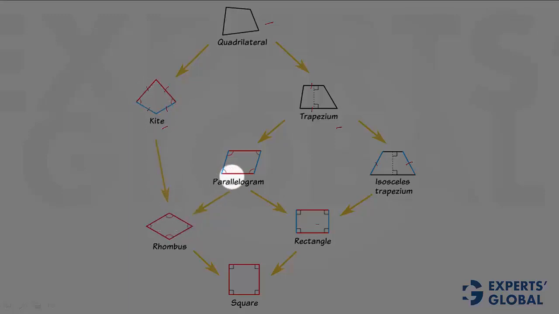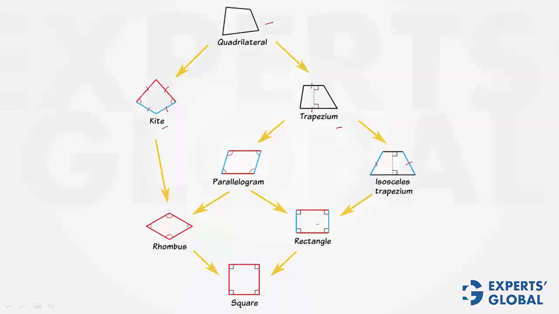A parallelogram becomes a rhombus when all the 4 sides become equal. A rhombus becomes a square when all the 4 angles become equal. The rectangle becomes a square when all the 4 sides become equal. That's the entire quadrilateral family.